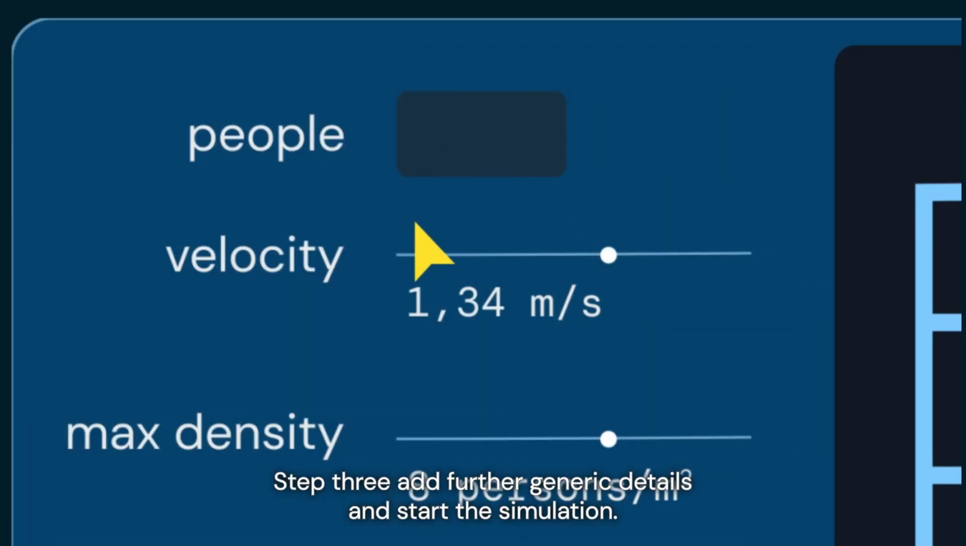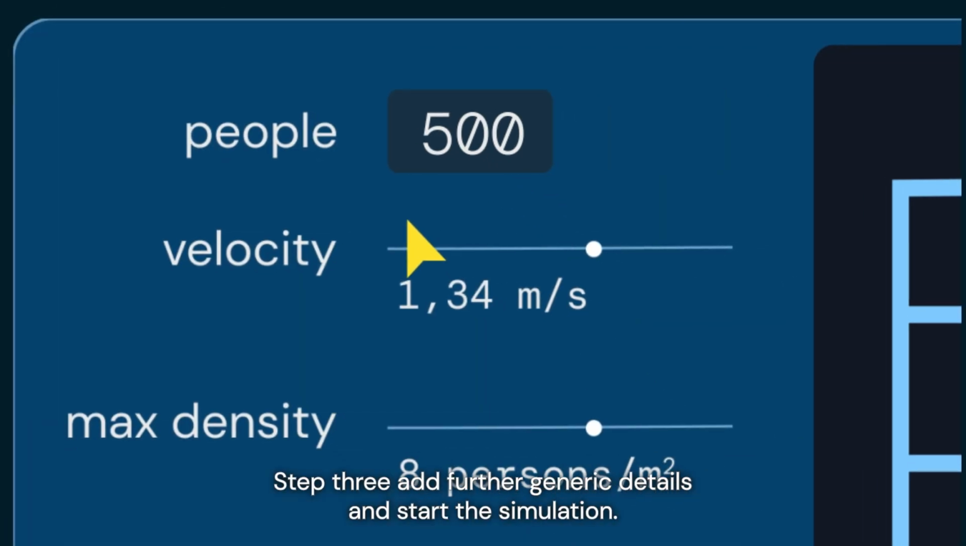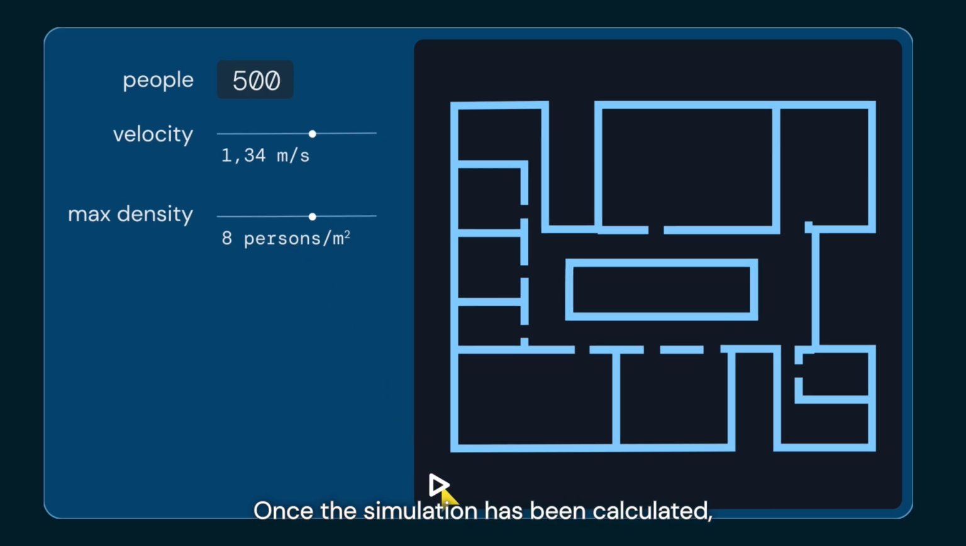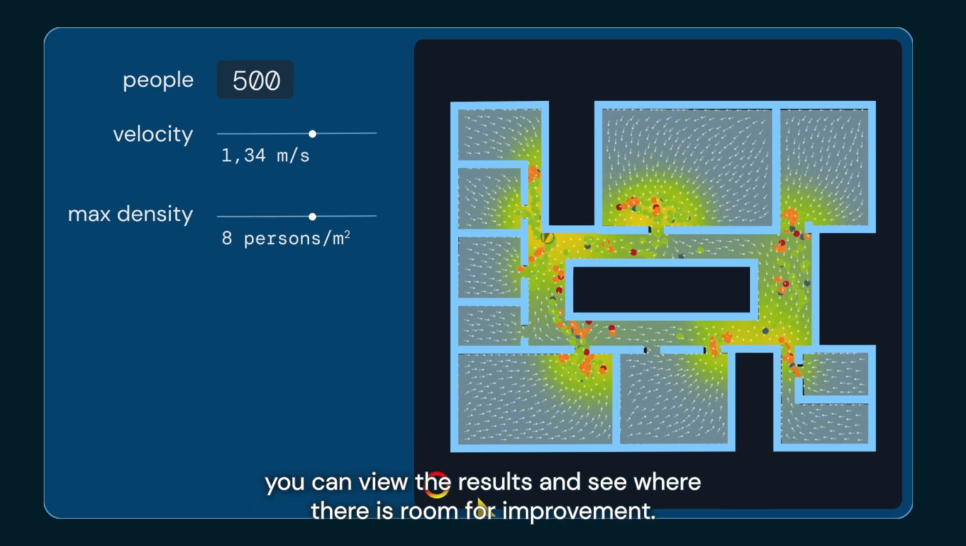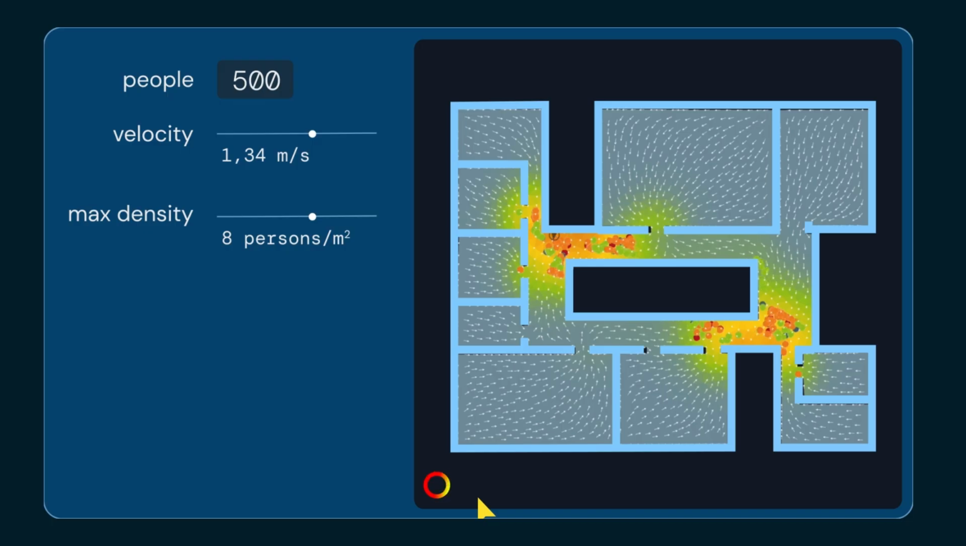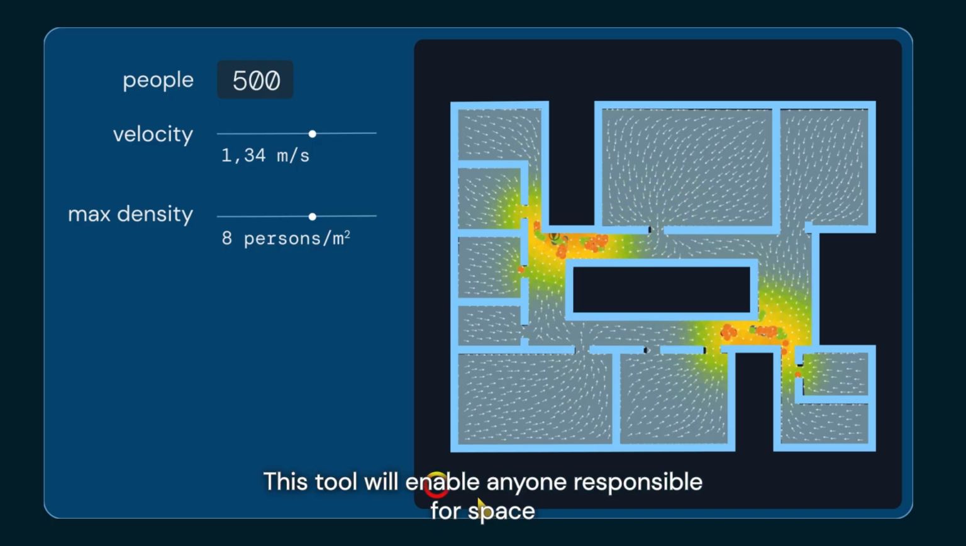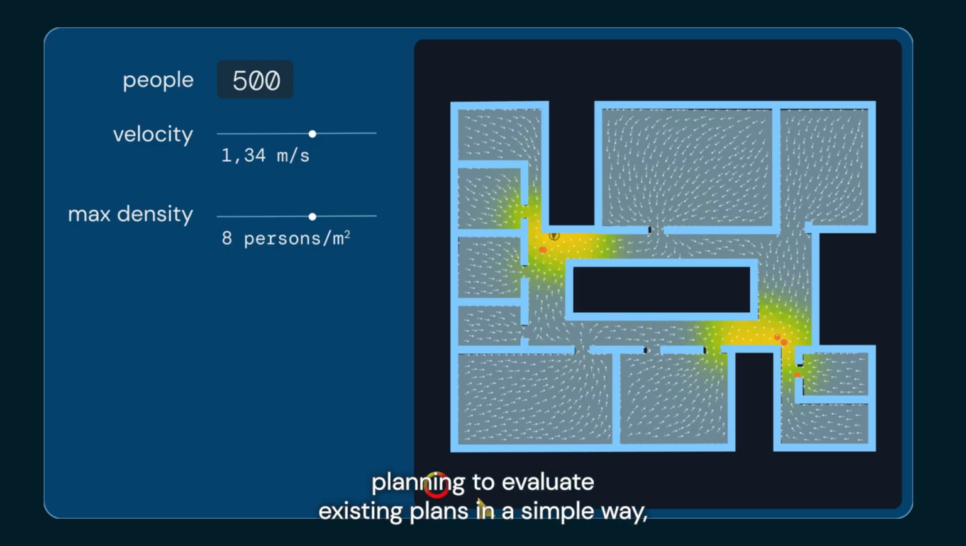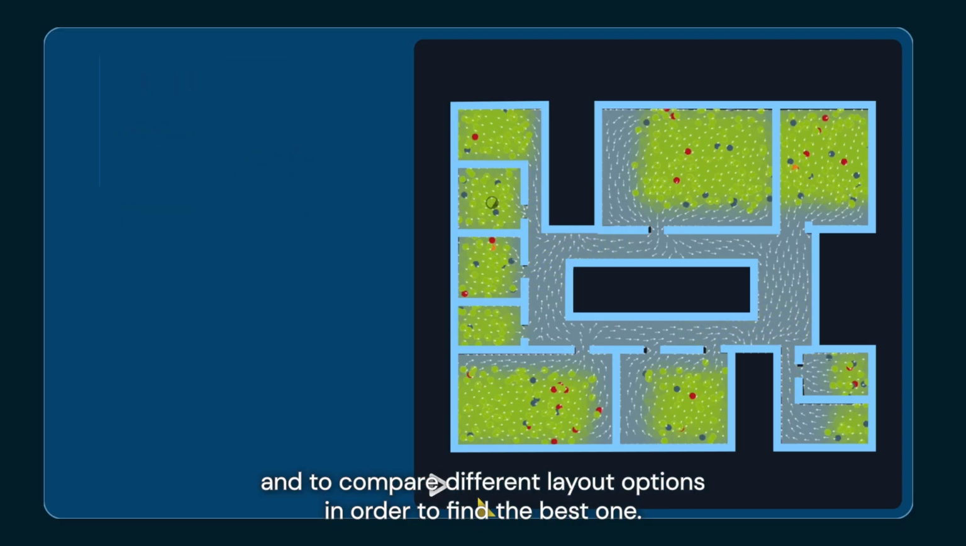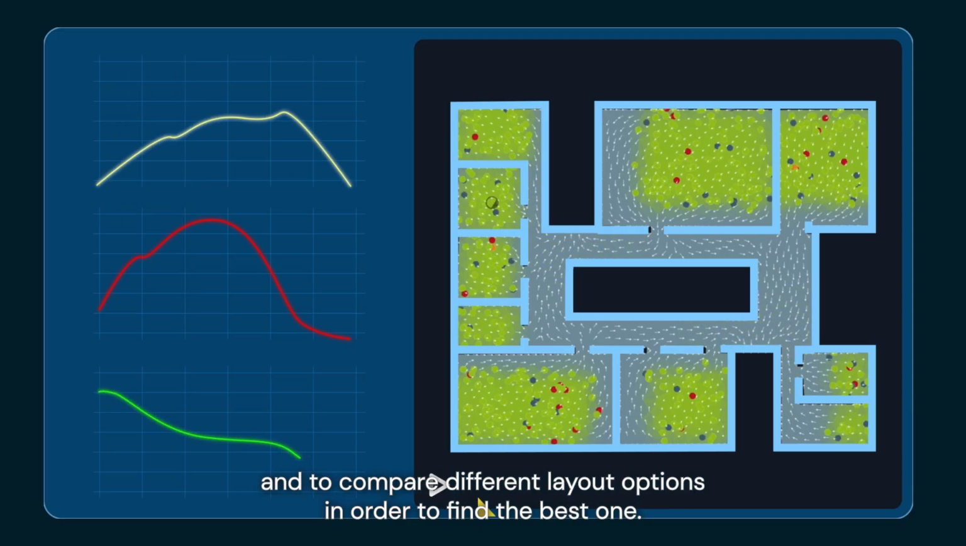Step 3. Add further generic details and start the simulation. Once the simulation has been calculated, you can view the results and see where there is room for improvement. This tool will enable anyone responsible for space planning to evaluate existing plans in a simple way and to compare different layout options in order to find the best one.